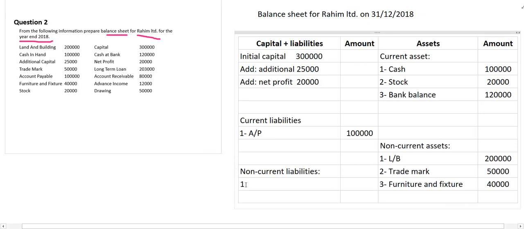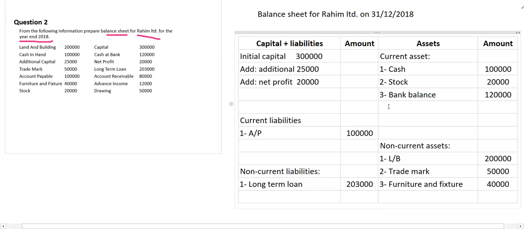Long term loan belongs to non-current liability. Long term loan or long term debt is equal to how much? It is equal to 3,03,000. It's good.